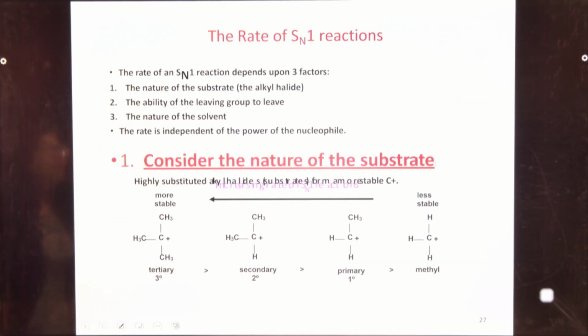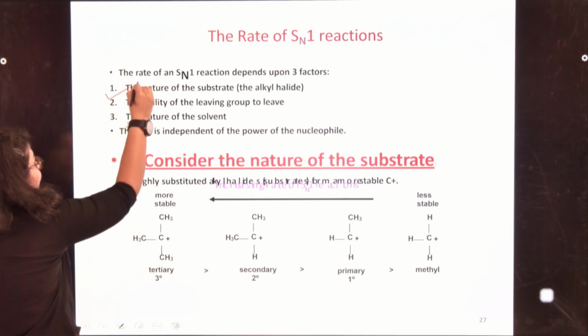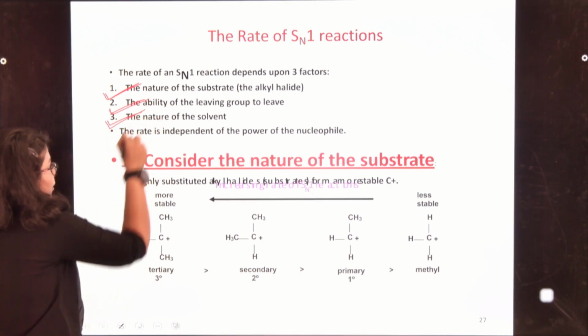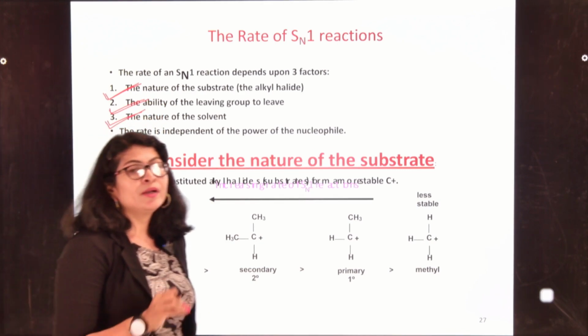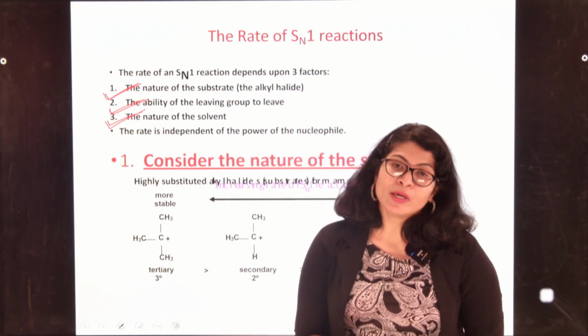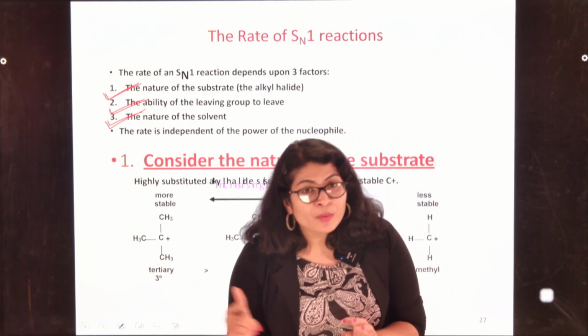Now, the rate of an SN1 reaction depends upon three factors: the nature of the substrate, the ability of the leaving group, and the nature of the solvent. The reaction is always dependent upon the solvent. Why? Because the solvent is the stabilizing medium, and here the solvent has to be a polar protic solvent.